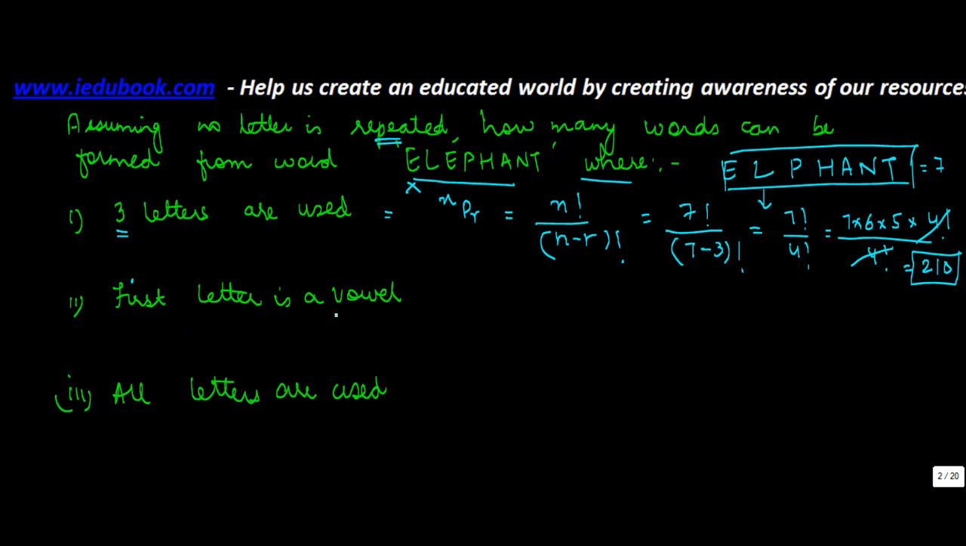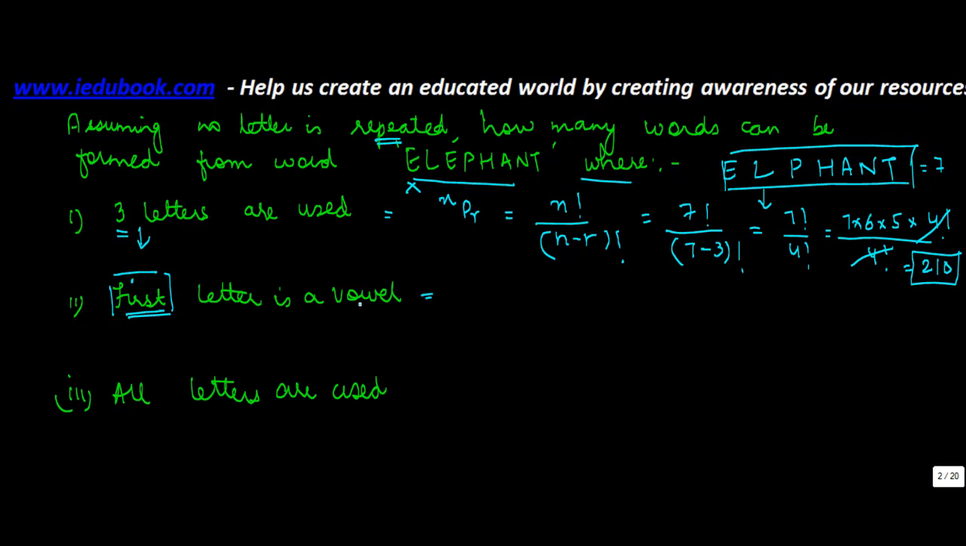Second one. First letter is a vowel. Now, you are not told as to how many letter words are to be formed. Just like you are told here 3 letters are to be used. Here you are not told how many letters are to be used. So you can safely assume that we can have all of them at our disposal. The condition is that there is no repetition. And the other condition is that the first letter has to be a vowel.